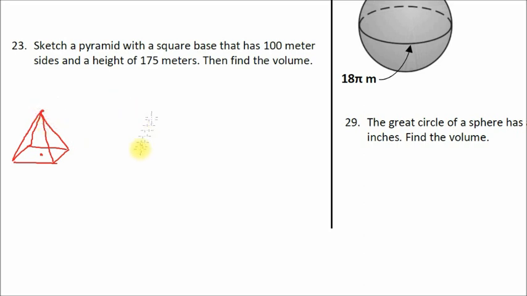I can't do a very good job with my drawing tablet. I could if I use the straight line app, but I'm going to let you guys see that I'm freehanding it. And then if you did this, you should be able to see there's the height right there that goes down to that point. And now I would label this. This is 100 meters. It's a square. That means this is 100 meters. And then I'm going to go ahead and label the height. The height is 175 meters. Take a moment and figure out the volume.